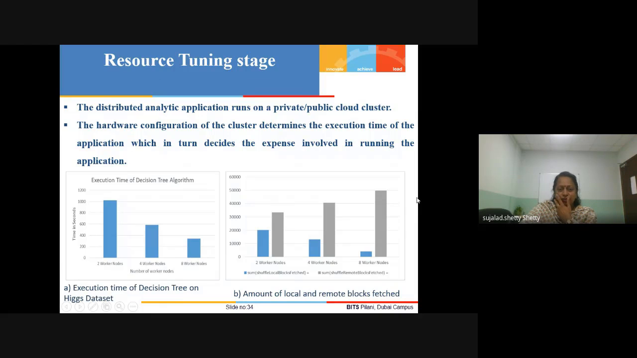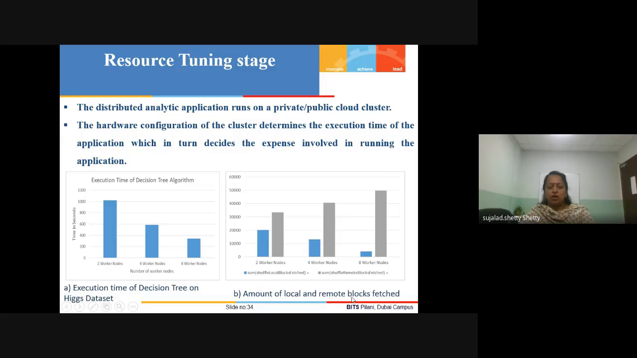So in this case, again, we worked with different numbers of nodes. This was where we played around with the hyperparameters. In this case, you can see that we had execution time for a decision tree based on your Higgs data set. This was in terms of the different hyperparameters and information that we were collecting.